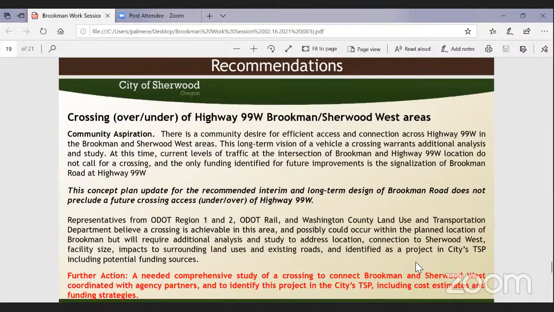We're going to have a comprehensive study of a future crossing to connect Brookman and Sherwood West. And we need to identify this project in the city's TSP, including future funding strategies. And of course, there are just some unknowns at this time. Sherwood West isn't in the urban growth boundary. So there's quite a bit of questions we need answered for this to occur.